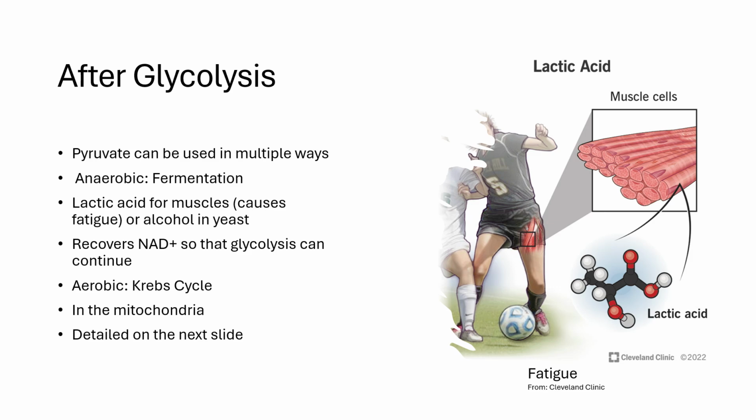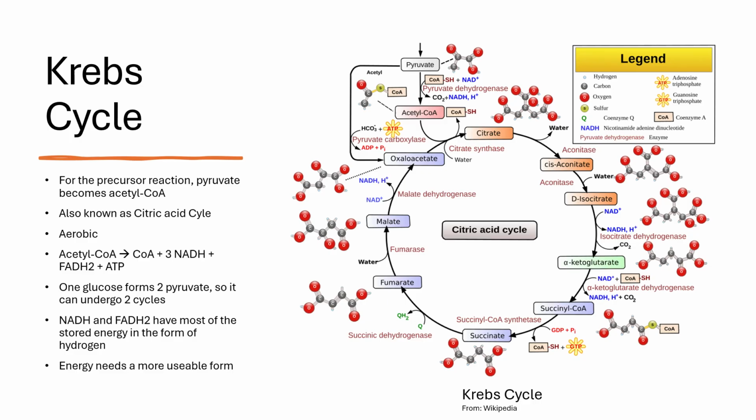Under aerobic conditions, the Krebs cycle occurs. So the pyruvate gets transported into the mitochondria, and this process is detailed on the next slide. So before the Krebs cycle, pyruvate becomes oxidized, converting to acetyl-CoA. The Krebs cycle itself is also known as the citric acid cycle. It's an aerobic process, meaning it requires oxygen.